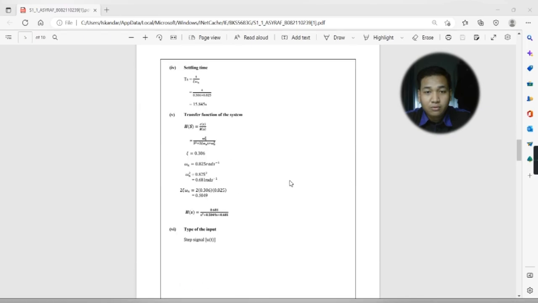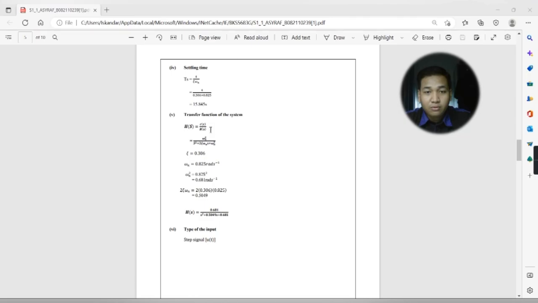Question 4 is about settling time. Settling time for a second order underdamped system is Ts equals 4 over damping ratio times natural frequency. The values for these two below the equation we got from earlier. We just substitute them back and we get a settling time of 15.845 seconds.